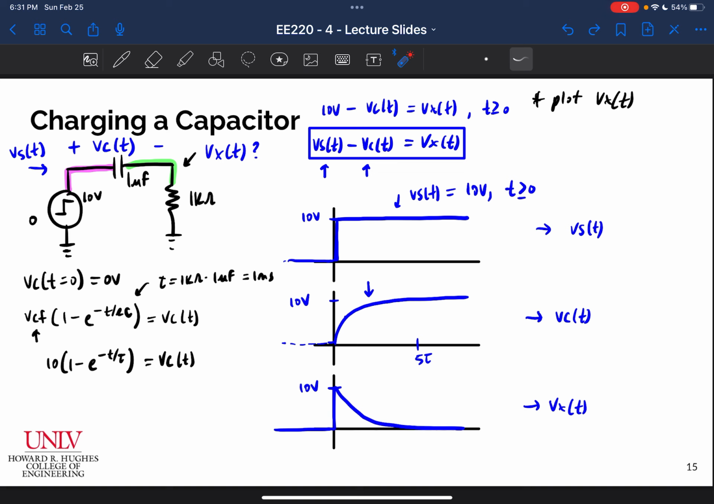And Vx of t does this thing where it pulses up, because initially at time t equals 0, the voltage across the capacitor doesn't want to change instantaneously. So in order for that voltage to stay at 0 to start, my Vx of t has to jump up to 10 volts with the source, okay? And then from there, this Vx of t node bleeds off back down to 0 as my capacitor charges. And then in the final state, Vx of t is 0, Vs of t is 10, and my capacitor is charged to 10 volts, okay?